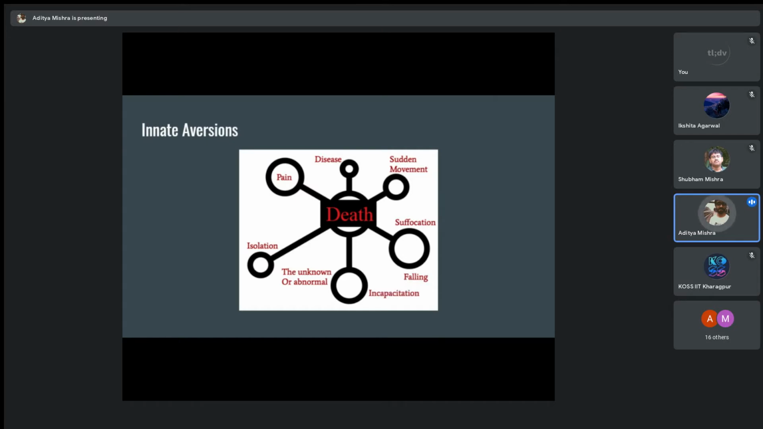And the last one is incapacitation, which is the feeling of not being able to do what you want to do, such as the inability to move or basic paralysis, even sleep paralysis that some people experience when they are unable to move in a dark room, or some dark figure looks down upon them.